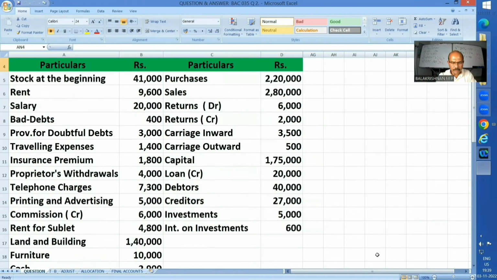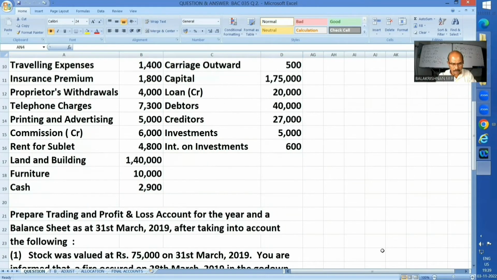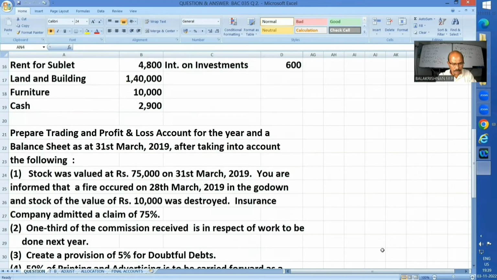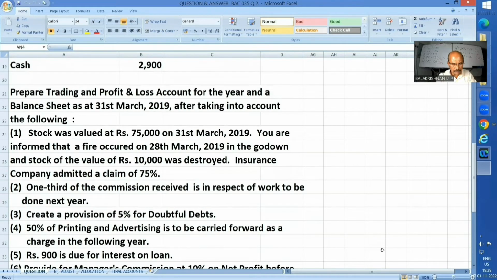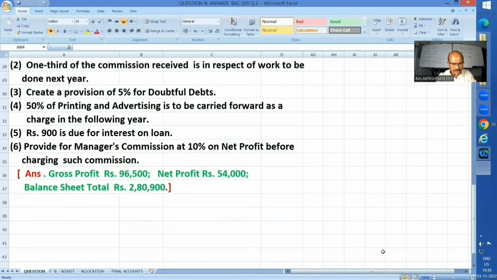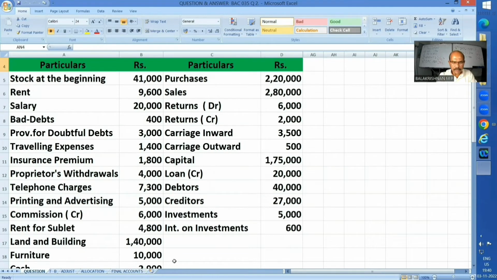Apparently, we have not been given a trial balance. Only a list of ledger balances have been given. However, it is followed by six adjustments and answer hints, right? So as usual, I'm preparing a trial balance so that our work ahead will be very smooth. So let me prepare a trial balance first.